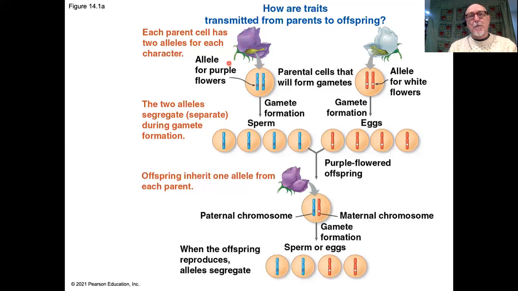We say that this is the purple allele because there are other color alleles that can occur at the same locus. So Mendel chose this. This is a plant which has two identical chromosomes, an identical maternal and an identical paternal.